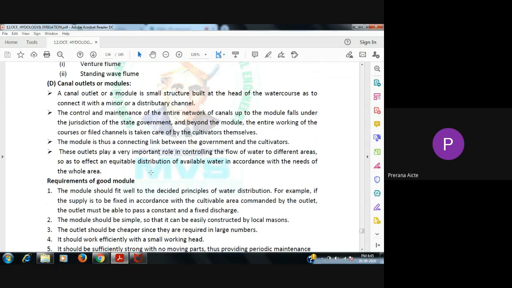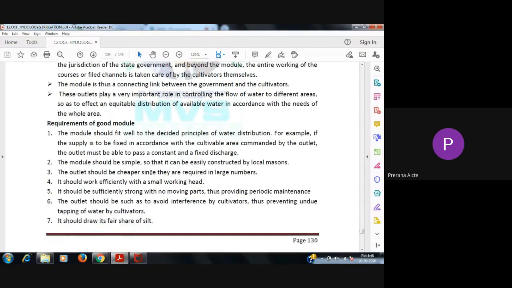Next one is the control and maintenance of the entire network of canals up to the module, which falls under the jurisdiction of the state government. So the module is thus the connecting link between the government and the cultivators. So already we discussed, the outlets play a very important role in controlling the flow of water at different areas, so as to effect an equitable distribution of available water in accordance with the needs of the whole area.